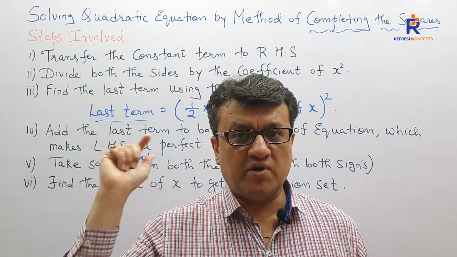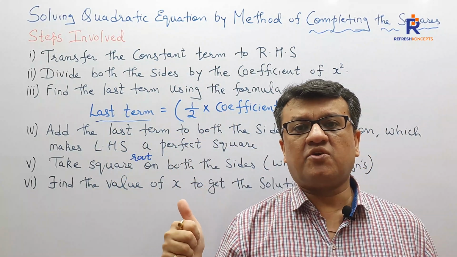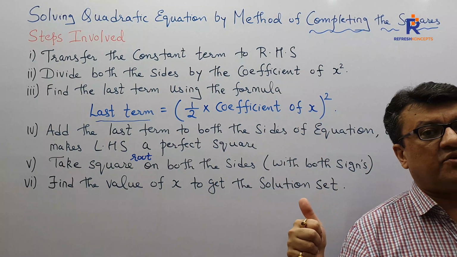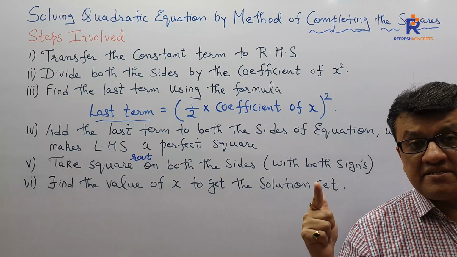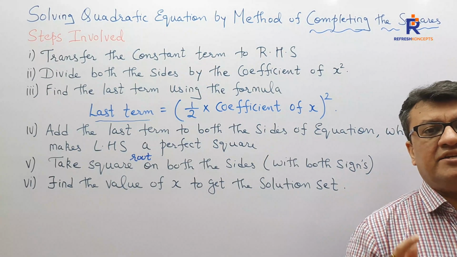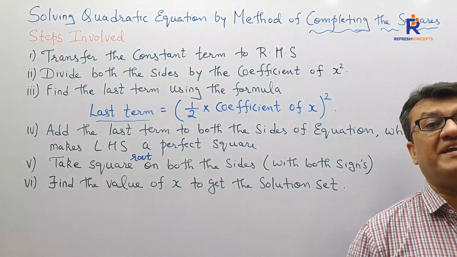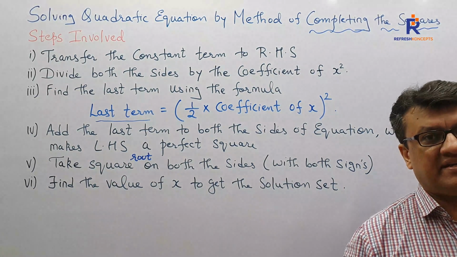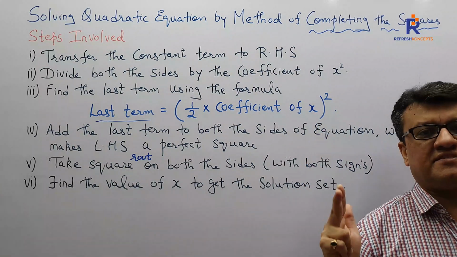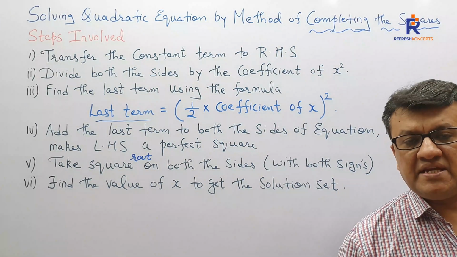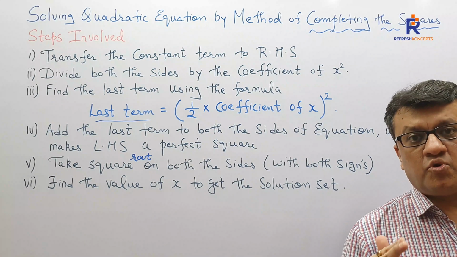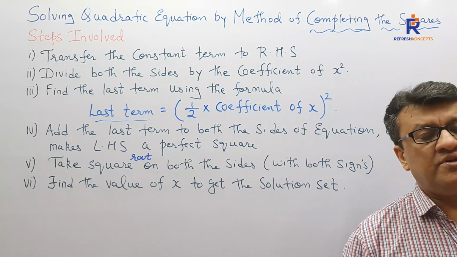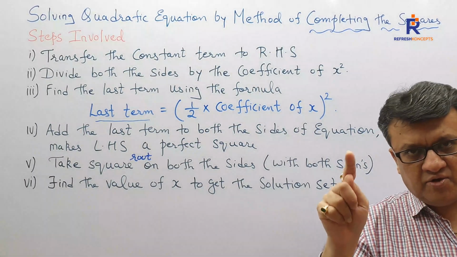Step number 1, what is it? Always transfer the constant on the RHS. Step number 2, divide throughout by coefficient of x square. Step number 3, find out the last term. What is the formula for last term? Last term is half into coefficient of x the whole square.